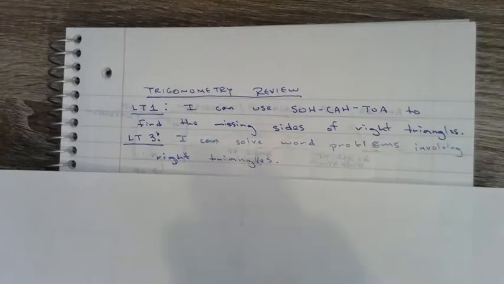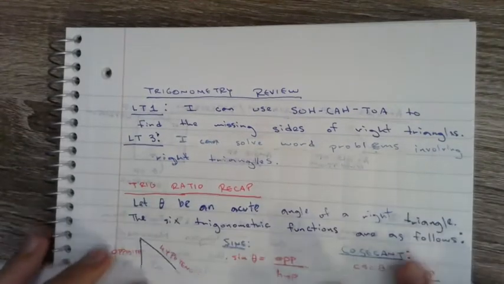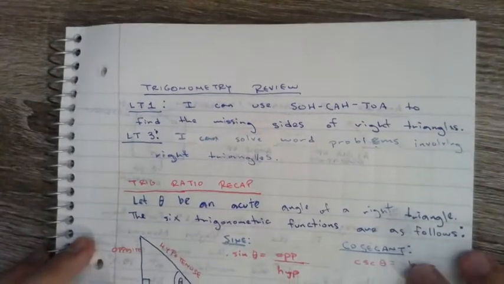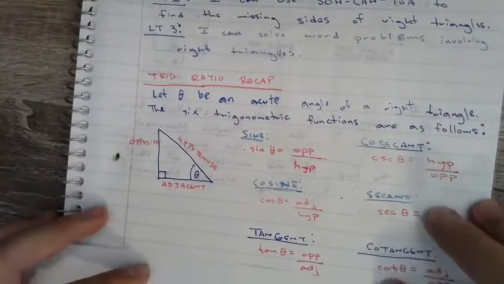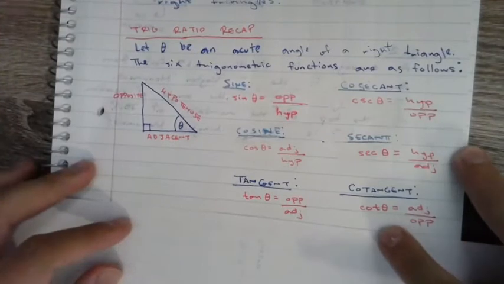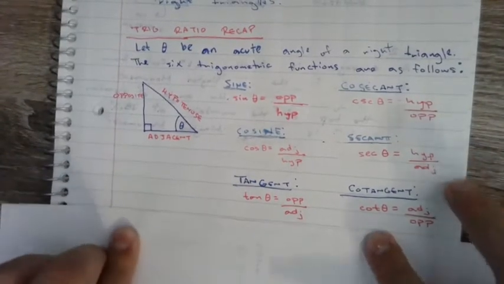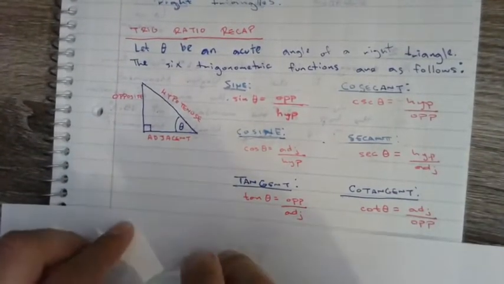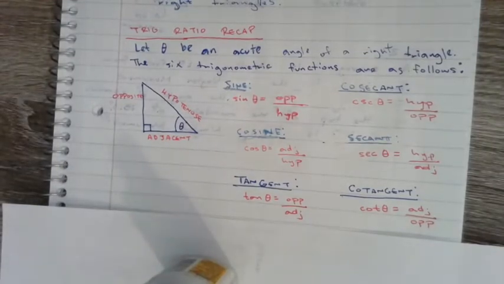Now that you've written that, I'm going to require you to write down this next part. This is going to be our trig ratio recap. Again, I will explain it, and then you write it down as we go. This is a quick recap where we go over some of the ratios that we learned before.